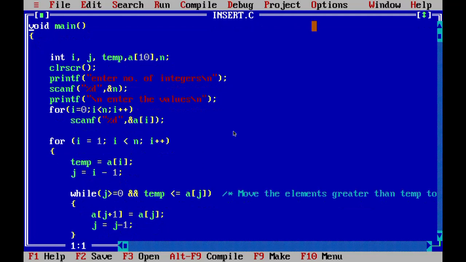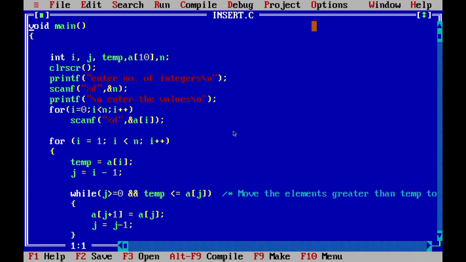So friends, please observe here. I have void main, int i, j, temp, a[10]. Here I am expecting the array size to be 10. Of course, I can write a program using dynamic memory allocation, but I wanted to keep things simple, and my concentration is on the algorithm. So I'm using a static array of size 10. Keep in mind that the user should enter an array of size less than or equal to 10.